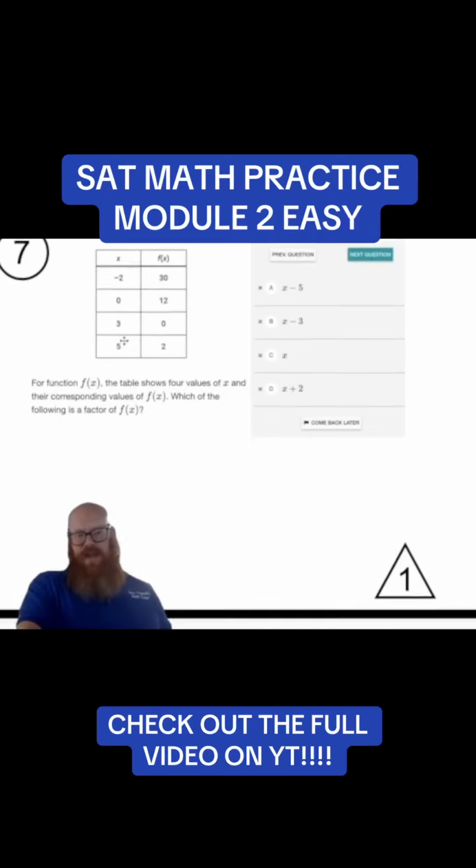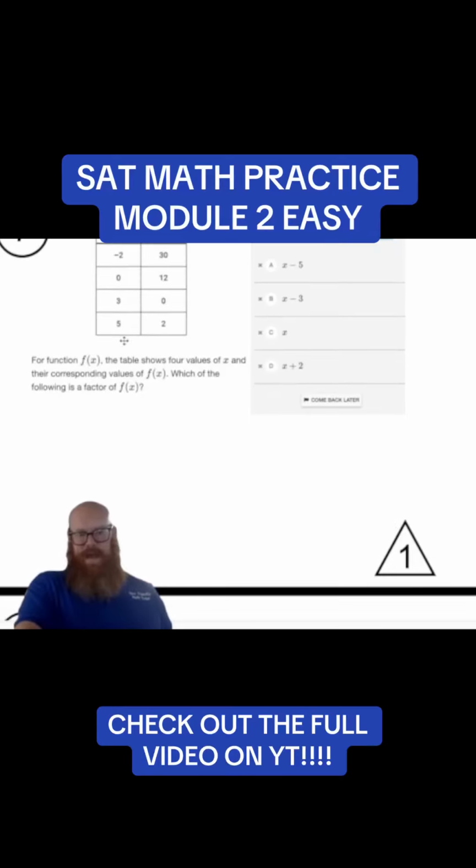All right, number 7. Here we have a table. Which of the following is a factor? All right, so this is just purely conceptual. What we want to look at is that factors are related.